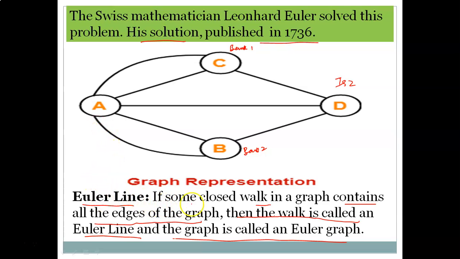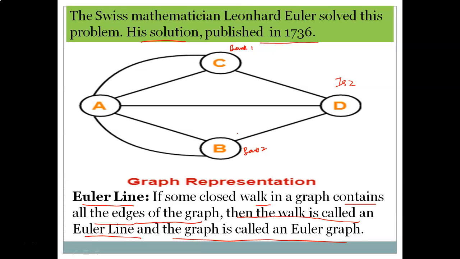Again I repeat it here. If some closed walk in a graph contains all the edges of the graph, all edges must be there, and in a closed walk the edges must appear exactly once. That means you will not cross any of the bridges twice. So if such a situation occurs, then that will be an Euler line and the graph will be an Euler graph.